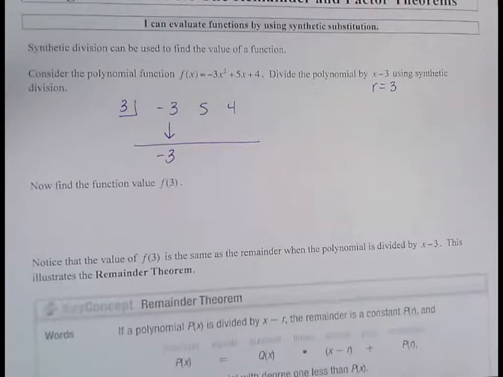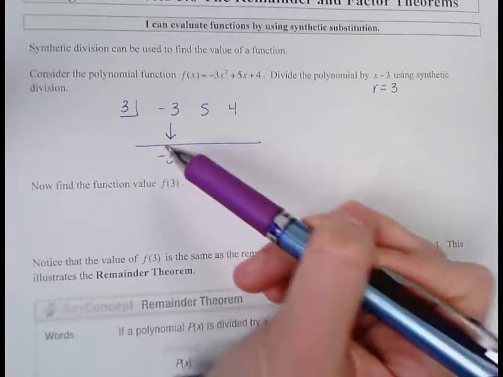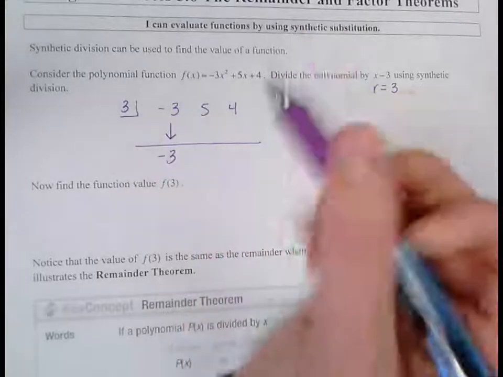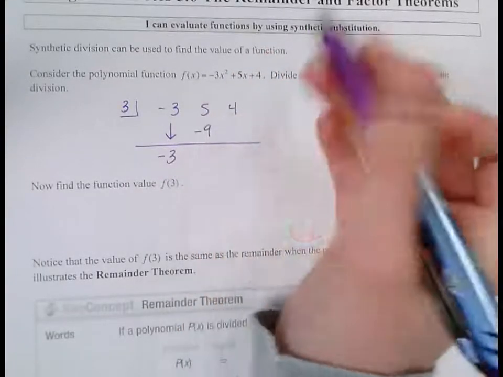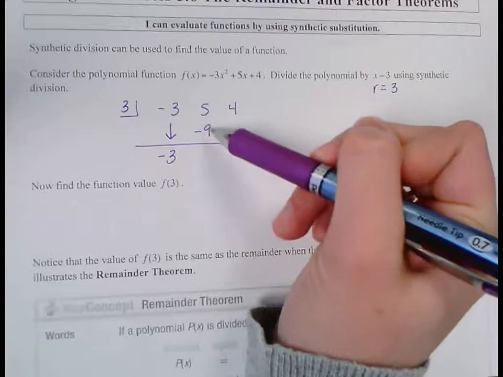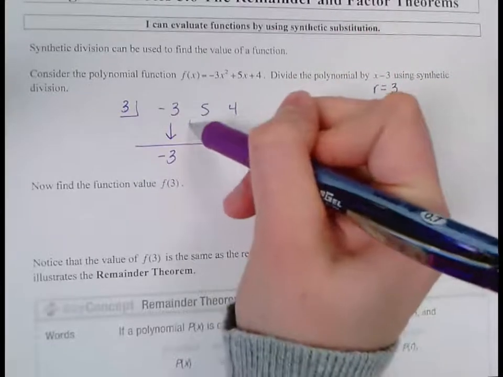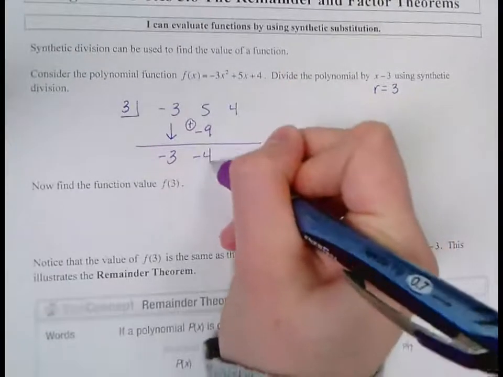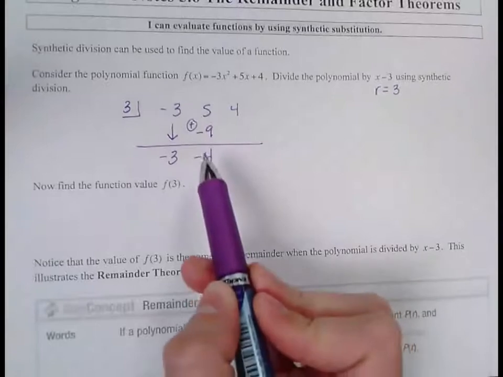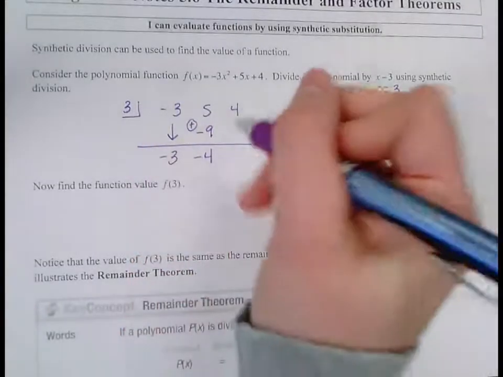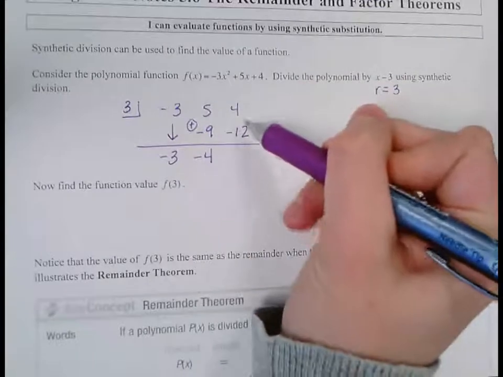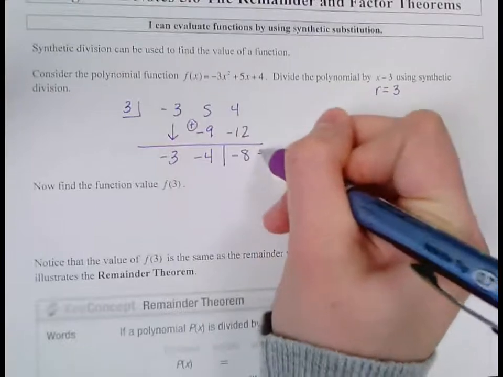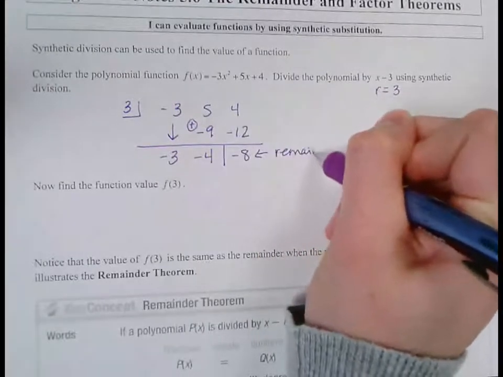Reviewing the process, whatever number is now below the line, you multiply by your r value. So -3 times 3 is -9, and that gets written below the 5. Then the 5 and the -9 get added together. 5 plus -9 is -4. That goes below the line. Then you repeat: -4 times 3 is -12. -12 plus 4 is -8. And the last number is always your remainder.